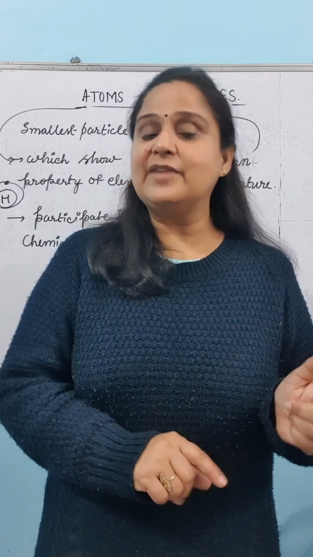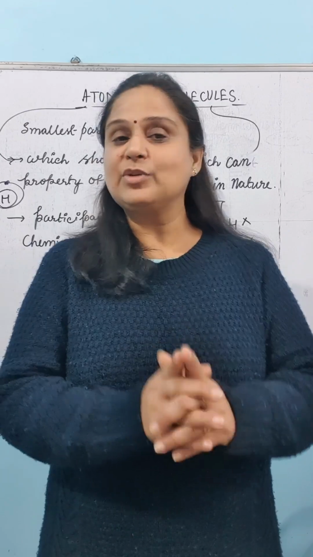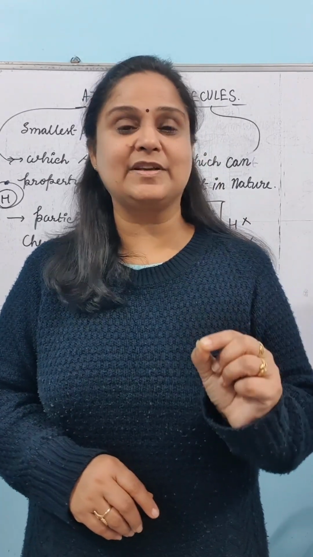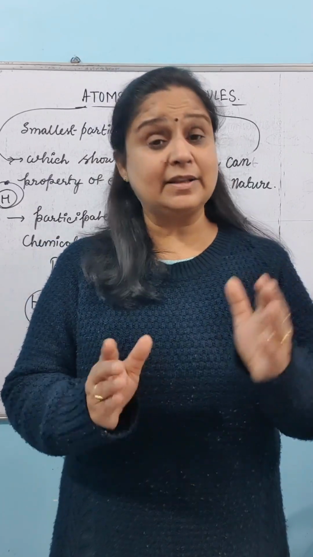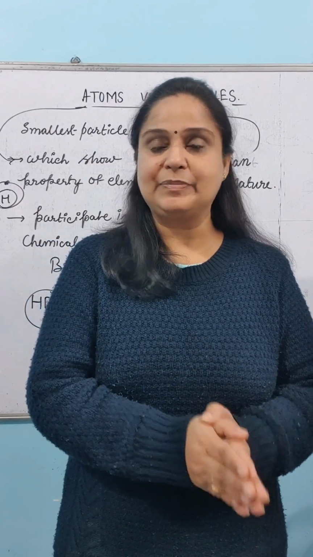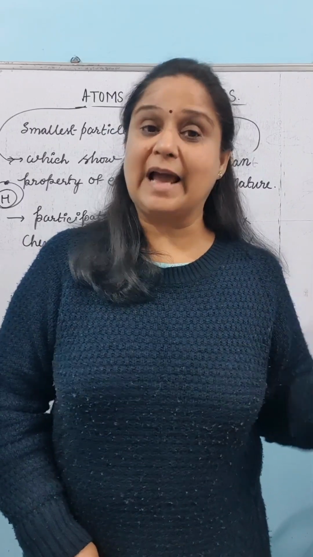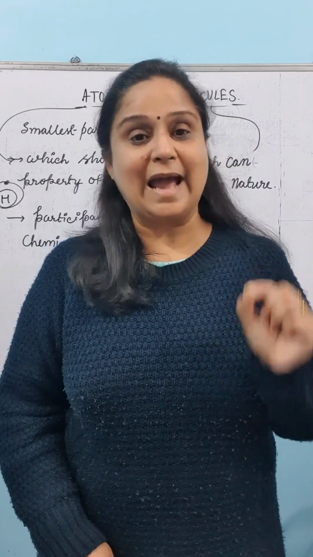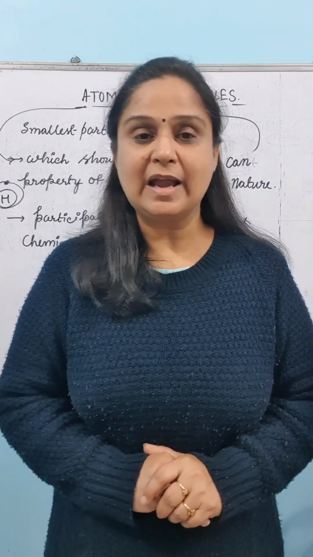In the same way, if I give you silver and I ask you to do the same with that also, तो आपको क्या मिलेगा? That is the smallest piece of silver, and that particle of silver, which is the smallest one, is called the atom of silver, and this will show the property of silver. Okay, now because these particles are showing the property of that particular element, these are called atoms, and these are the smallest particles showing the property of that particular element.